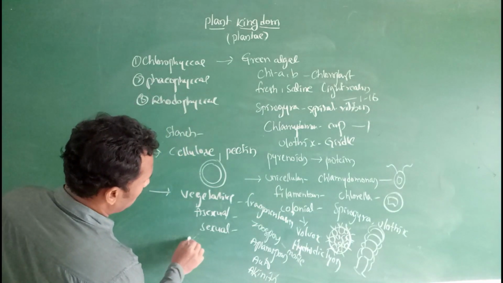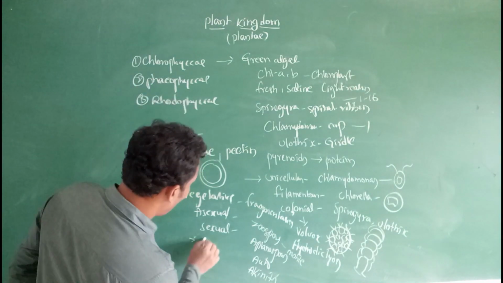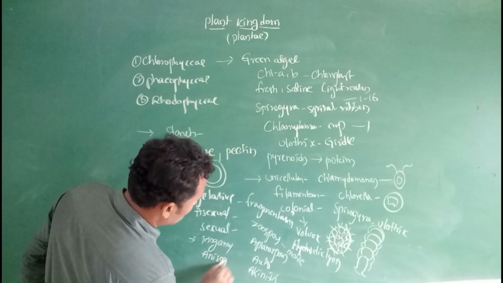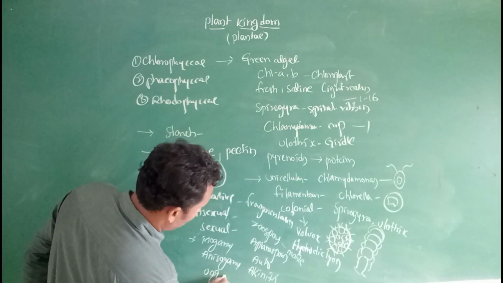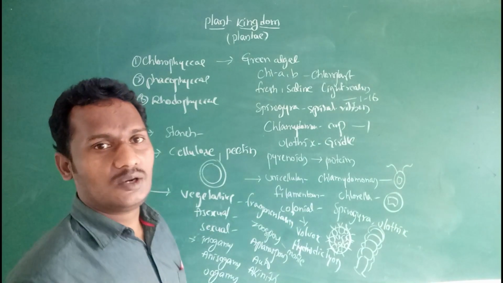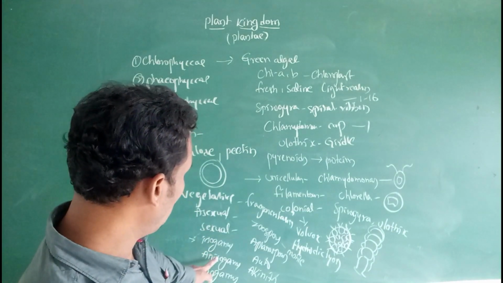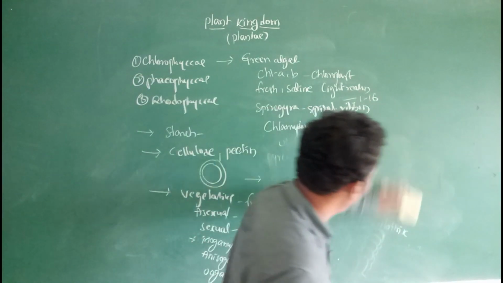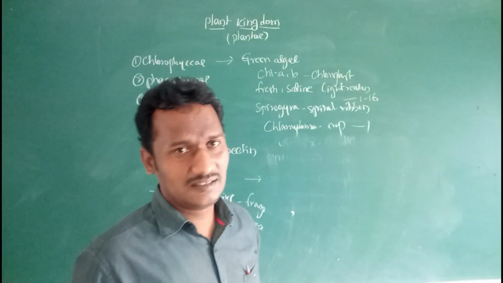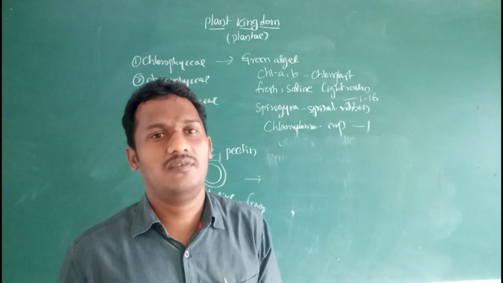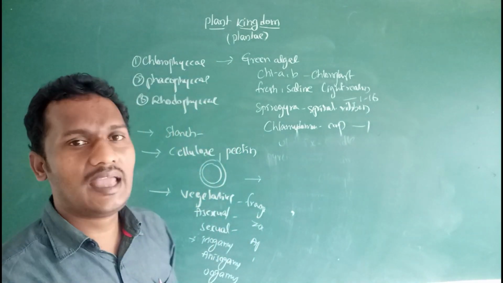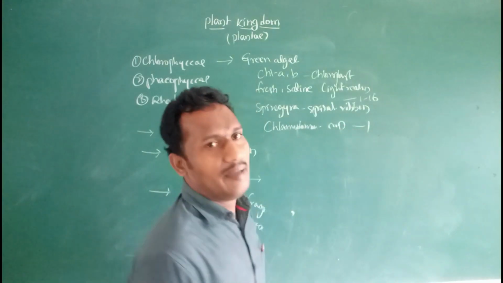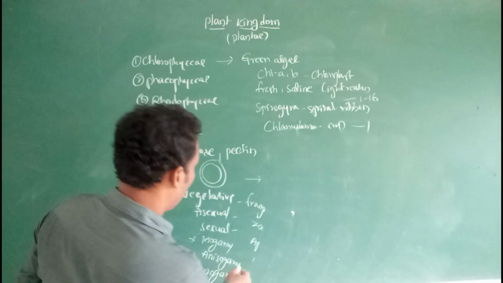Sexual reproduction is by three methods: isogamy, anisogamy, and oogamy. Isogamy means both the gametes are similar in size, that means functionally, physiologically and morphologically similar. This is known as the isogamy method. Best example: Chlamydomonas, etc.